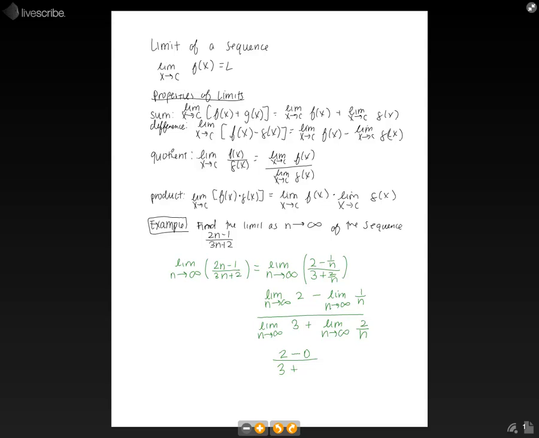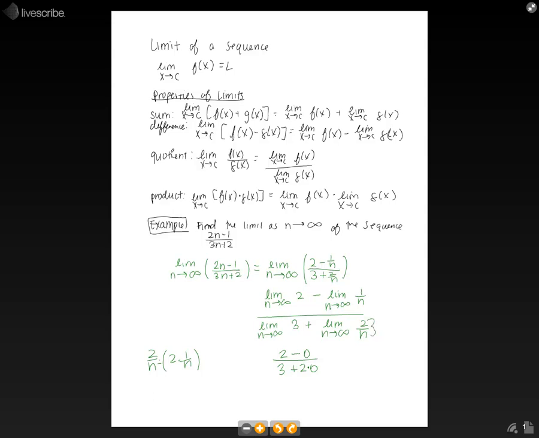And so for this, you're breaking it up. You can break 2 over n into 2 times 1 over n, so that would be 2 times the limit as n approaches infinity of 1 over n. So the limit as n approaches infinity of 2 is just 2, and that's multiplied by the limit of 1 over n, which we already said is 0. So that was just using the product rule.